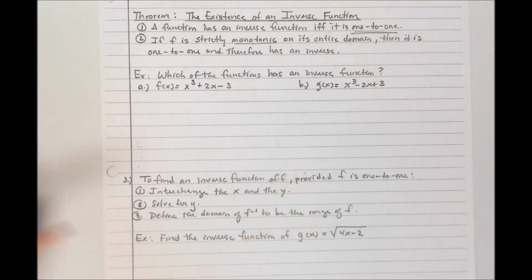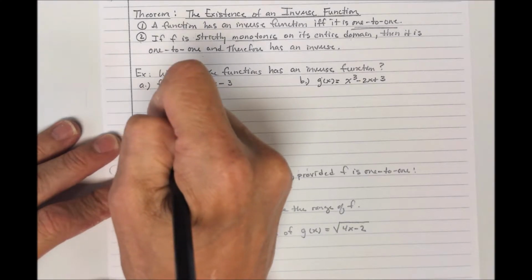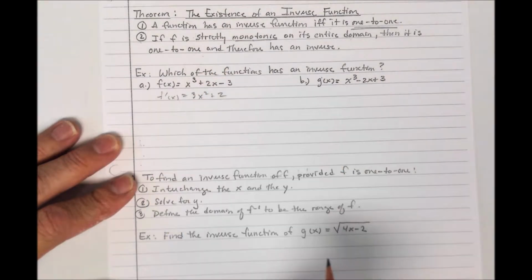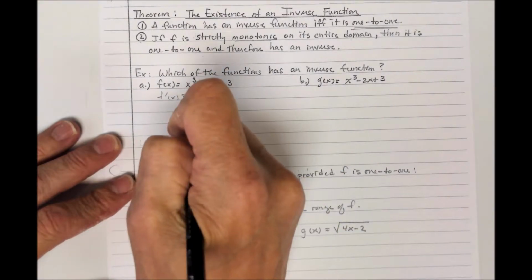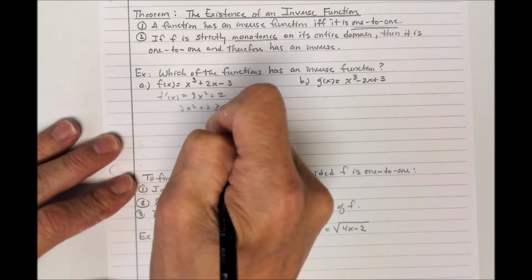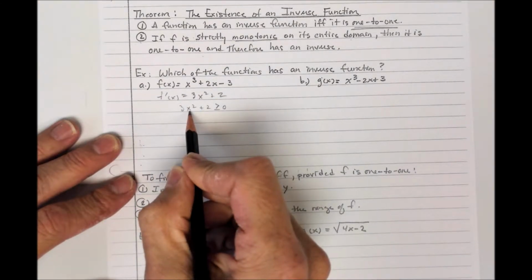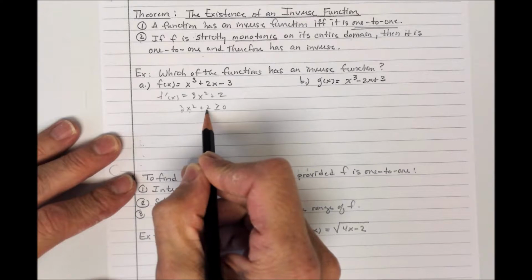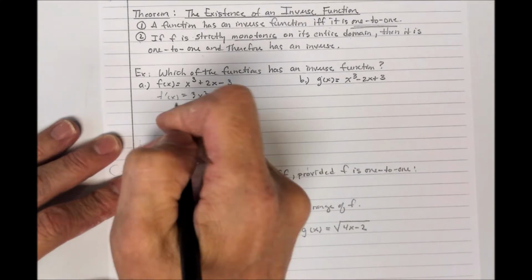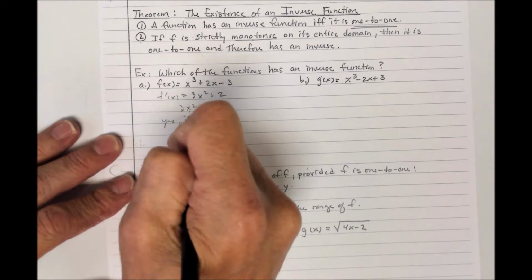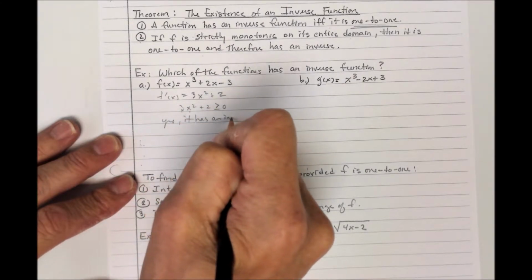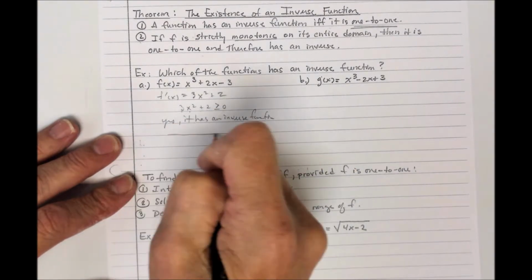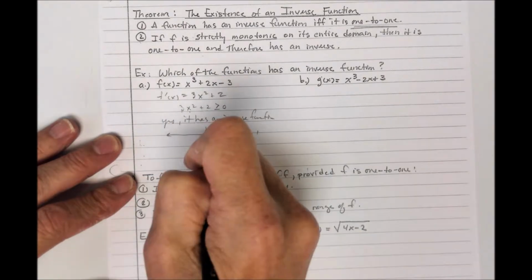Well, let's prove this. Let's take the derivative, because the derivative is where we find if it's increasing or decreasing. And the derivative is 3x squared plus 2. Well, you can see here that 3x squared plus 2 is always greater than or equal to 0, because no matter what you plug in for x and you square it, it's non-negative, and then you multiply by 3 and it's non-negative, then you add 2 and it's positive. This is always going to be greater than 0. So this is going to, yes, have an inverse function. Okay, because the derivative f prime is always positive.